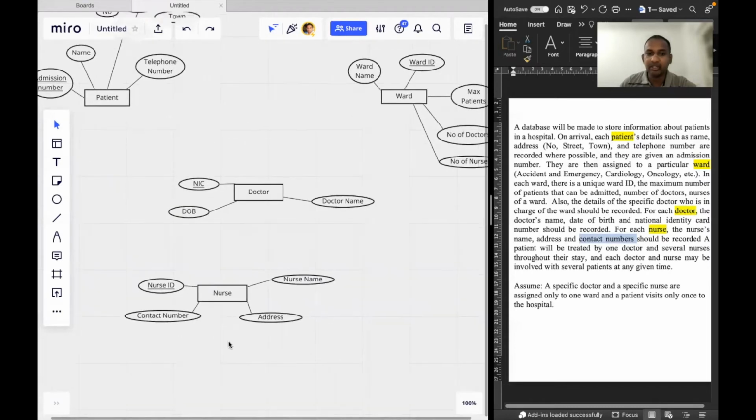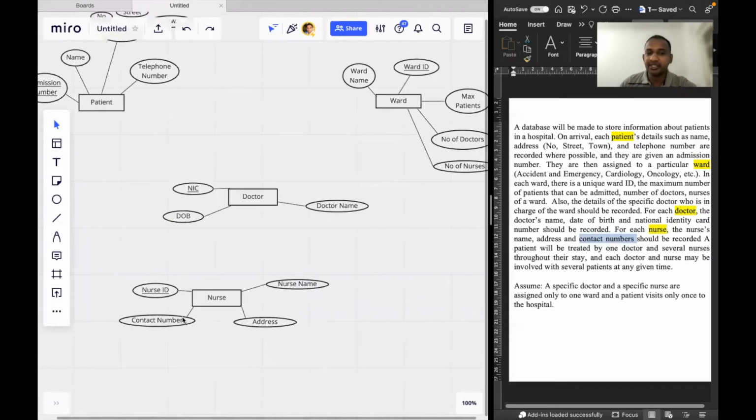Therefore, we call this a special attribute. We call it a multivalued attribute. Multivalued attributes we have to denote with double circle lines. Let's draw a double circle, this kind of double circle line. Two lines should be there. That means contact number is a multivalued attribute.